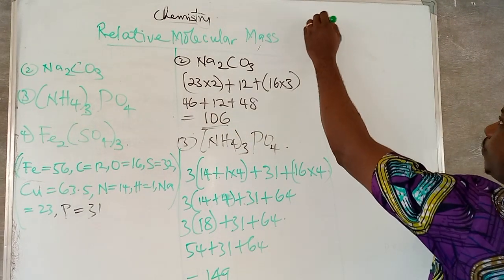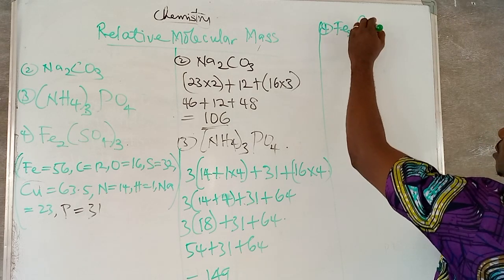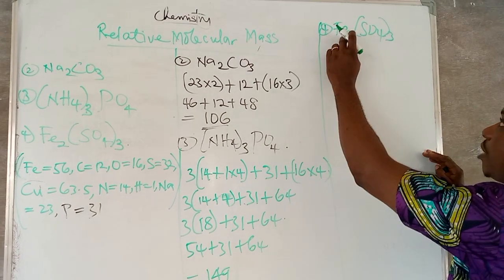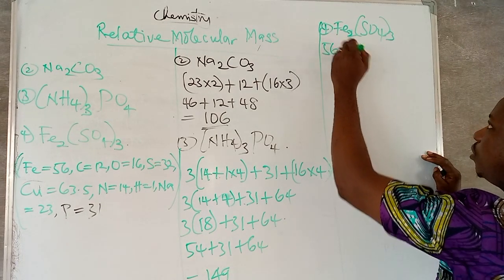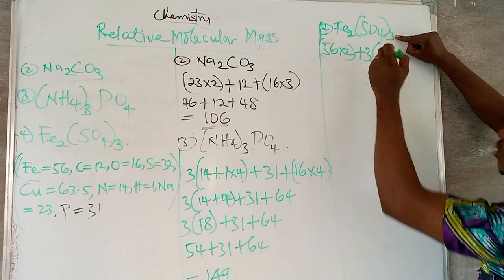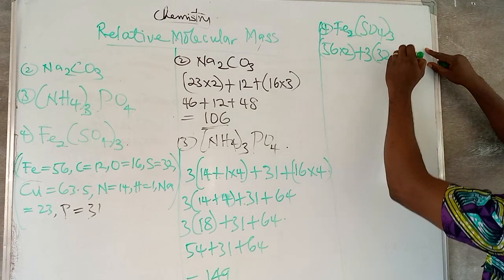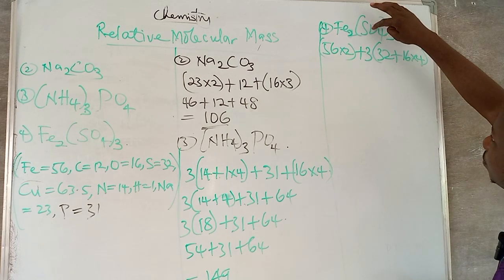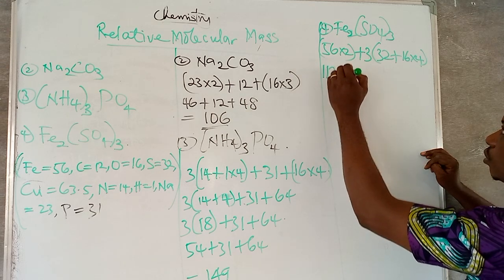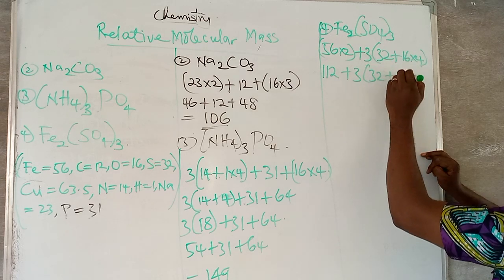Now the last one, example 4, iron(III) tetraoxosulfate(VI). So if you understand the numbering, you are good to go. Iron is 56. 56 times 2. We have 2 atoms of iron there. Plus, I am bringing this 3 outside because it will affect everything inside the bracket. Sulfur is 32. Oxygen is 16, but you have 4 oxygen there. So 56 times 2 will give you 112, plus 3 times 32 plus 16 times 4, which will give you 64.